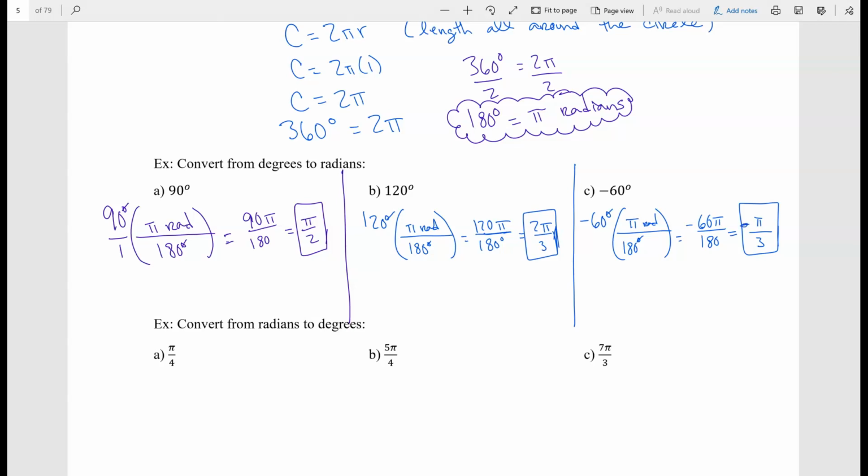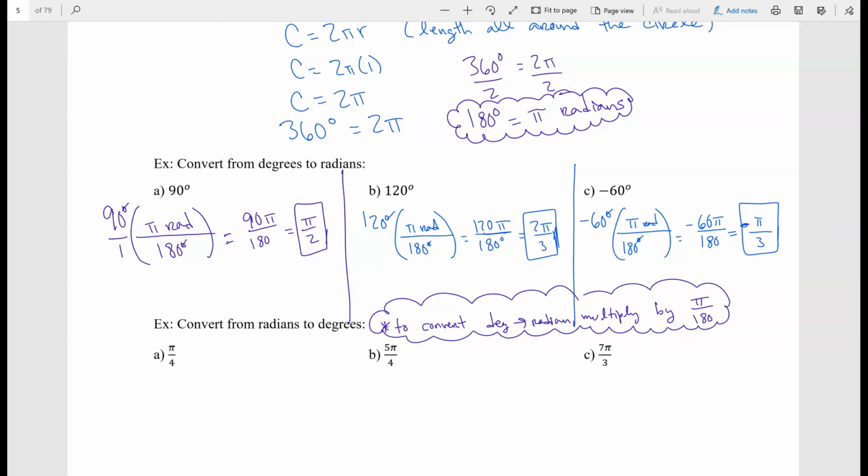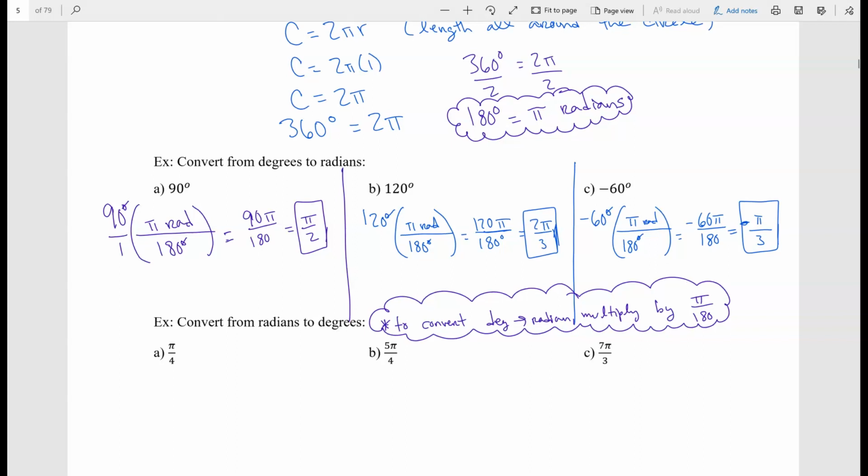So here we can actually bring up a rule. To convert degrees to radians, all you got to do is multiply by pi over 180. So if you really want a rule for how to convert degrees to radians, all you got to do is multiply by pi over 180. Now, usually I forget it, so I just look at what I have. I have degrees, so I got to put the degrees on the bottom. That's what I remember. I don't remember this rule. But if you really want to have this rule, you can have it.